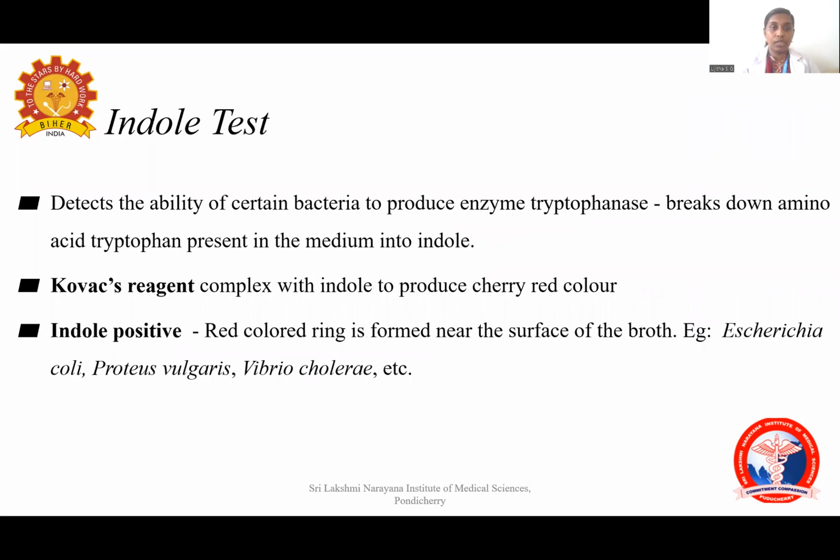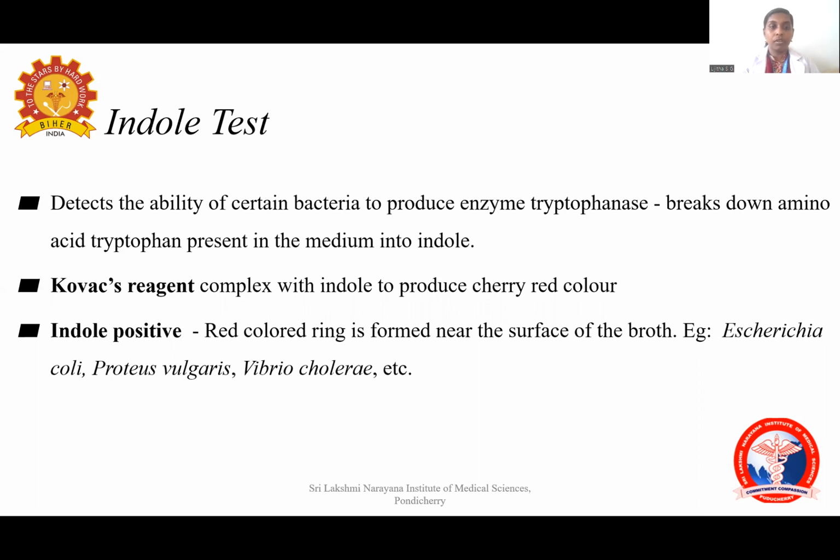The third one is the indole test. This test detects the ability of bacteria to produce an enzyme known as tryptophanase. If the enzyme tryptophanase is present in bacteria, it will break down the amino acid tryptophan present in the medium into indole. So we are using peptone water to perform the indole test. The peptone water will always have the amino acid tryptophan in it. So if the bacteria can produce tryptophanase enzyme, it will break down the tryptophan present in the medium to produce indole.